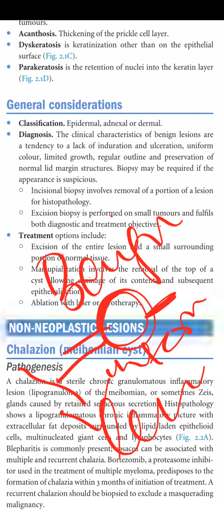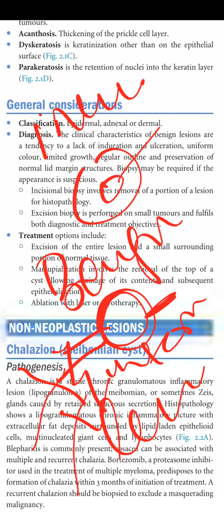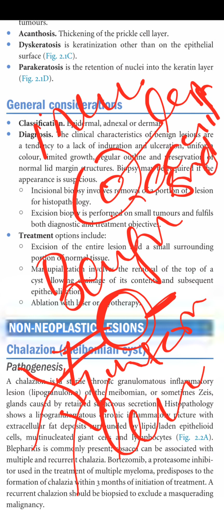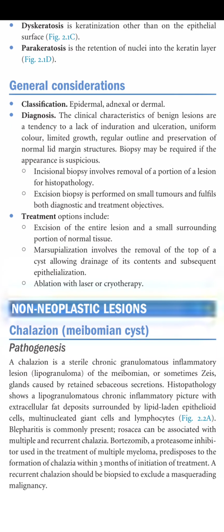So how can we diagnose it? We can do an incision biopsy or an excision biopsy. Incision biopsy is where we take a part of a tumor, and it is basically done in case of large lesions. And excision biopsy is done in case of a small lesion. You excise the whole of the lesion and then send it for histopathological purposes.